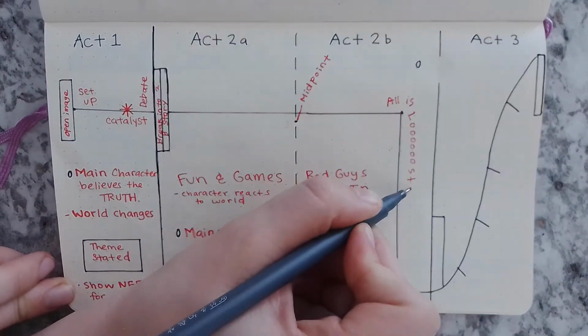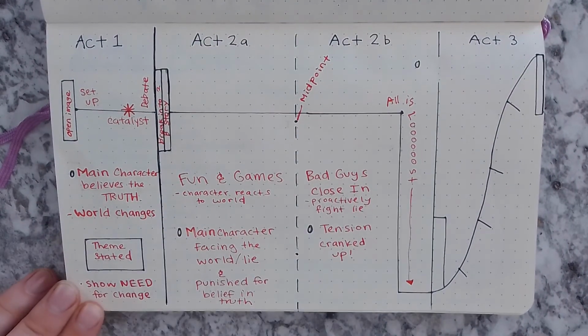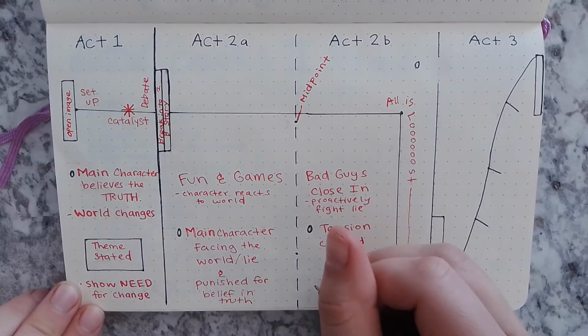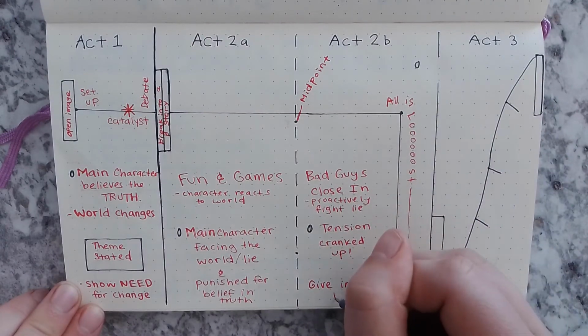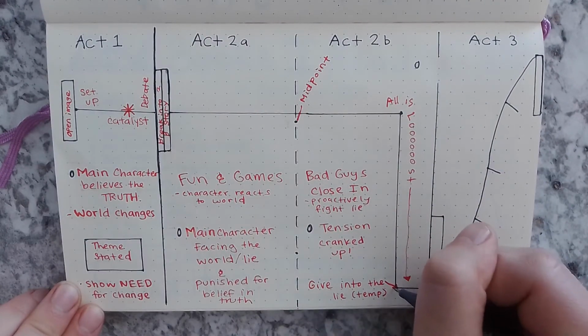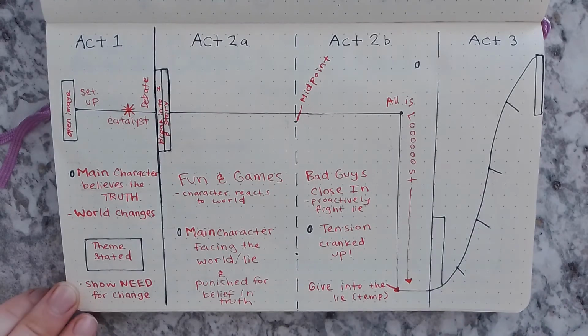For a flat character arc, this is where the main character finally gives in to the lie, temporarily. It is their lowest point because they have finally given up on what they have held so steadfastly to up until now. This needs to be a big event, something big enough to push them to accepting the lie. This makes me think of the DreamWorks movie Spirit, which my 6-year-old absolutely loves.